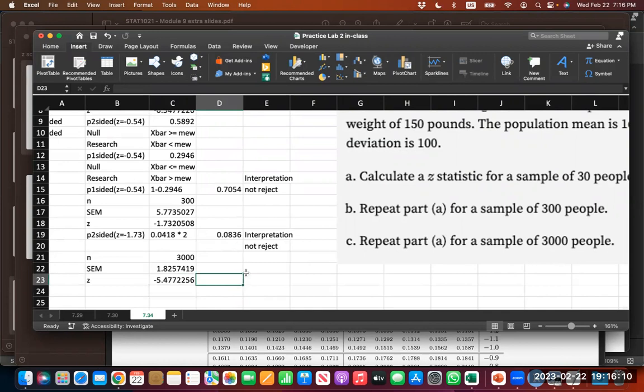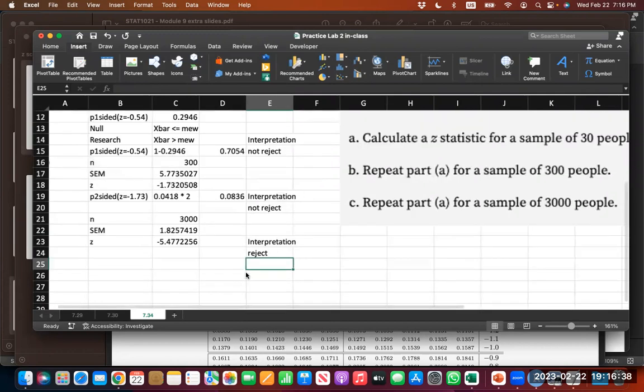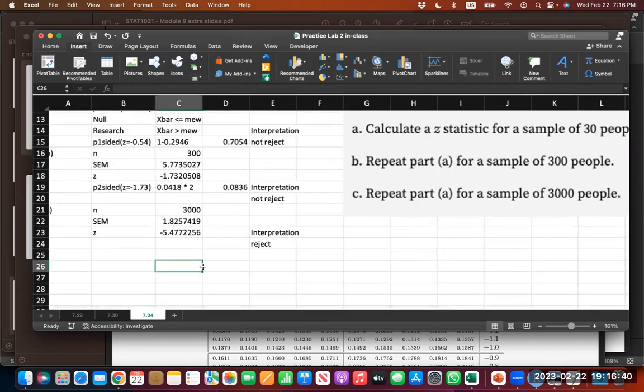So one interesting exercise, maybe. Oh, no, actually, that's just going to confuse. Okay, interpretation here is reject. We could do one exercise. Let's do that. Okay, but this is clear, right?